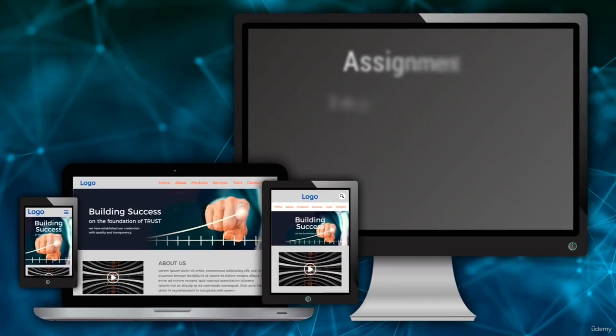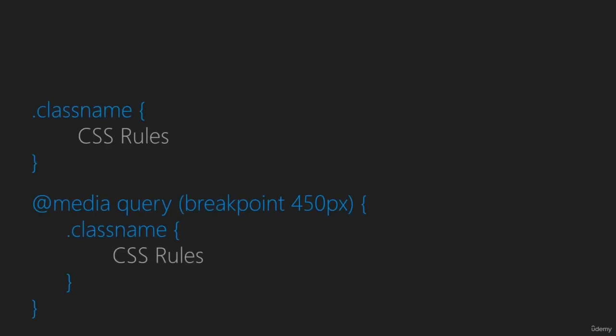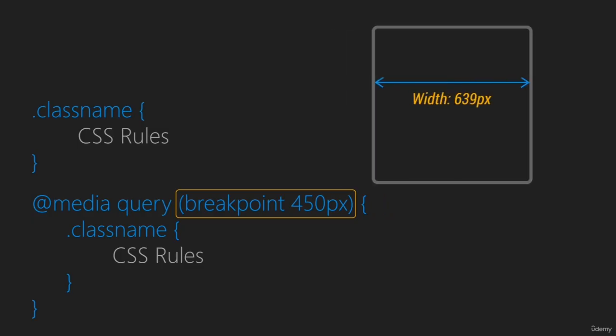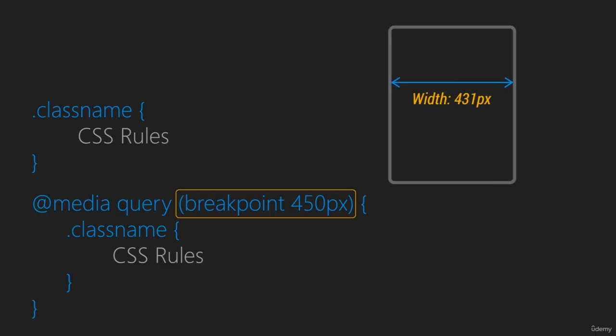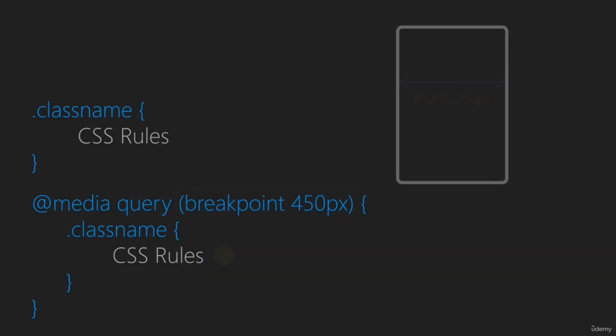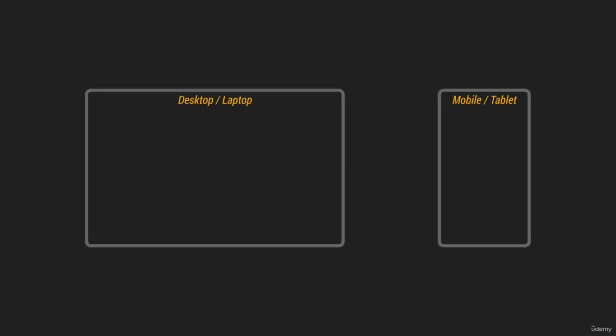Now let's see a practical implementation of media query for mobile devices. I am going to define a breakpoint at 450 pixels, meaning when the screen is 450 pixels wide or lesser than that, these CSS rules will apply. I will also implement a practical point, that is when there is a mobile device, there are different resources used.